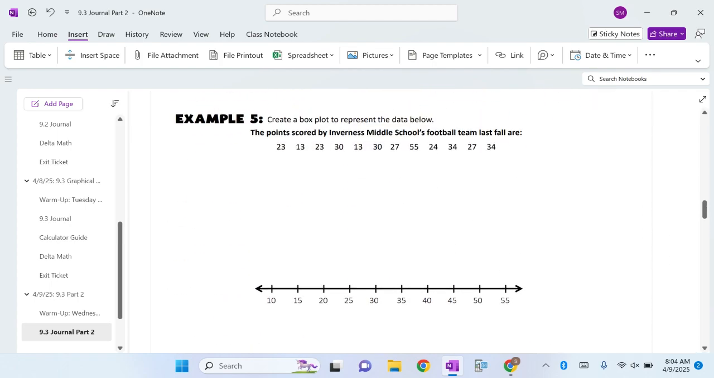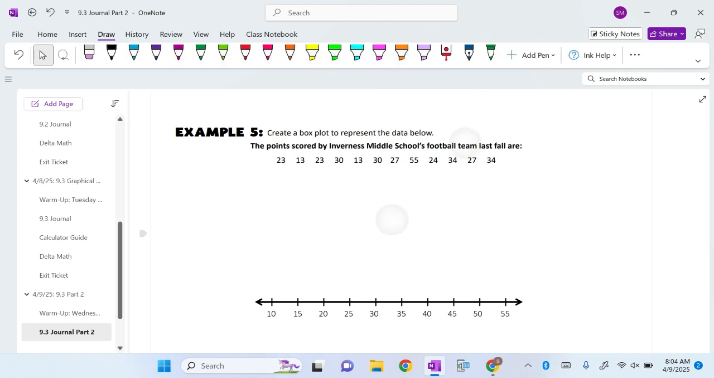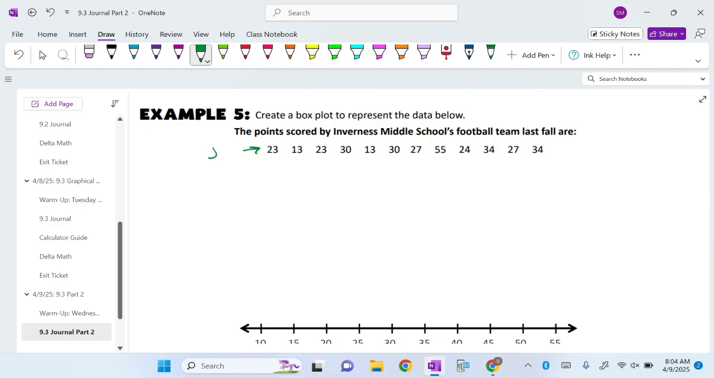All right, so I'm on the very first box plot. Now, with the box plot, we're looking at the points scored by the Inverness Middle School's football team last fall. And these numbers right here are our data set. So this is our data.